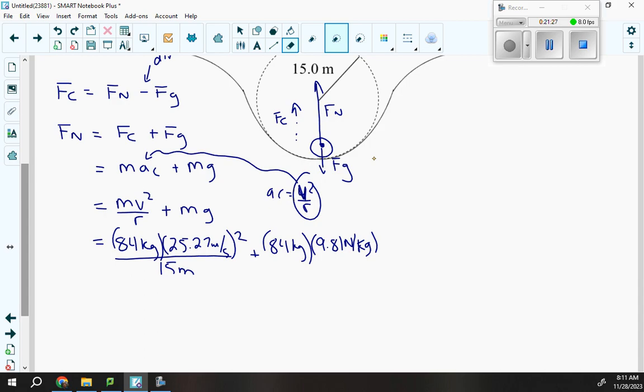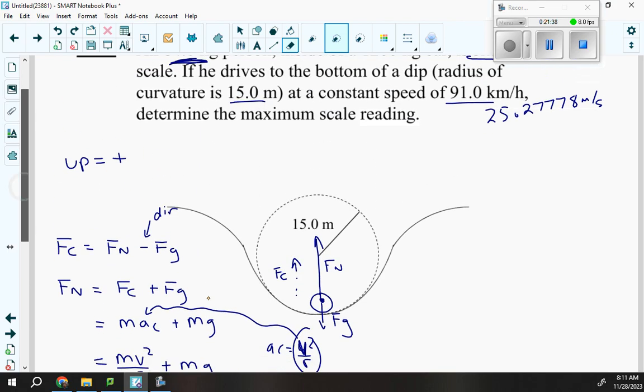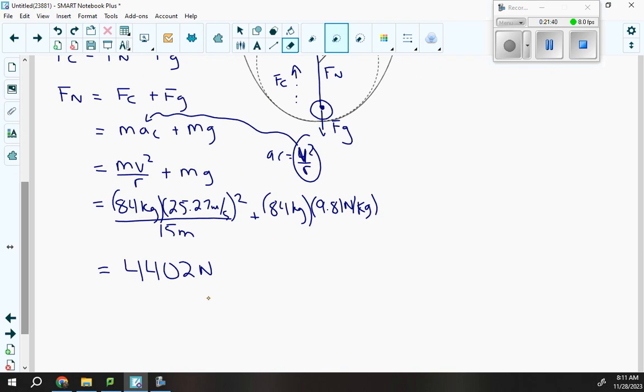So this normal force on this person is 4,402 newtons with sig digs. Let's just go back up and check it out. So it looks like 3 sig digs all around. So let's change that to 4.40 kilonewtons.